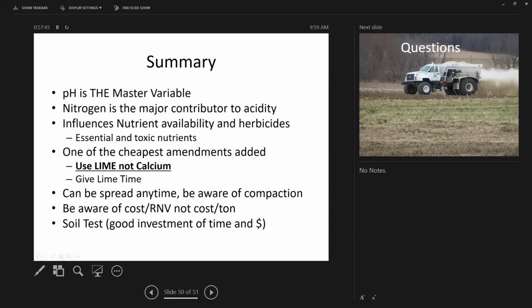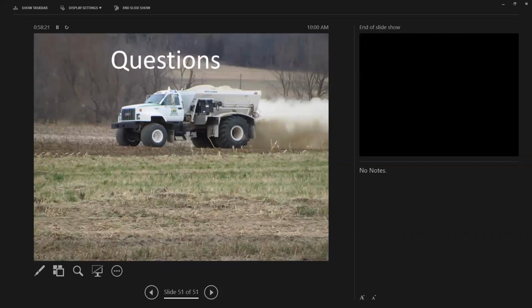It's one of the cheapest amendments you can add in your soil fertility, and you're looking for lime, not calcium. Don't expect it to change overnight. It takes a little bit of time. Really, anytime you can spread lime is anytime you can get over that field and not cause damage. One of the things you need to be aware of is compaction. The lime truck's pretty heavy. Calculate the cost per R&V, not the cost per ton. And then the soil test is such a good investment for your time and money. So that's what I've got for now.